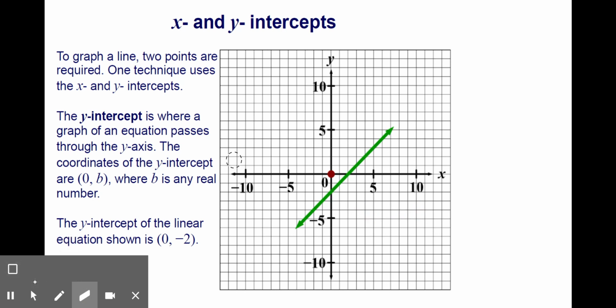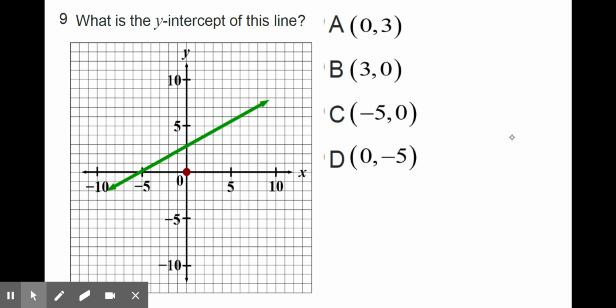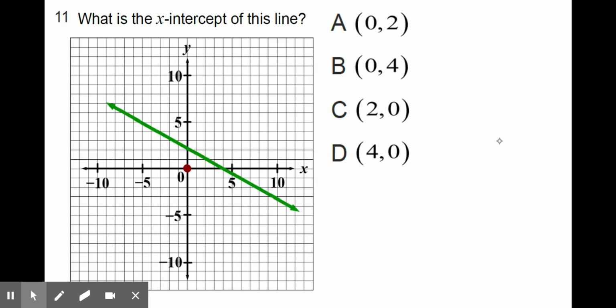Okay, so now let's just review and make sure you remember that. And it's your turn. You're going to try this one. And your turn again, one more time.